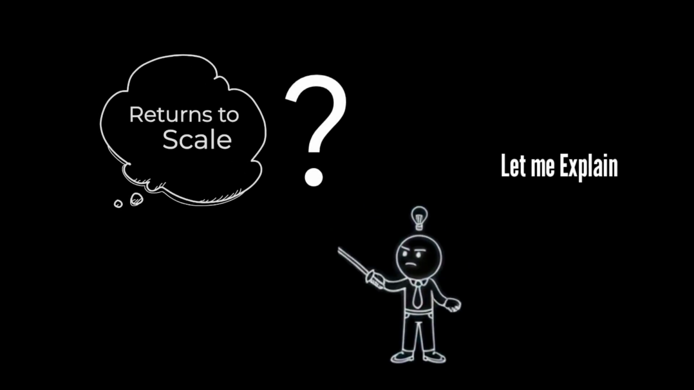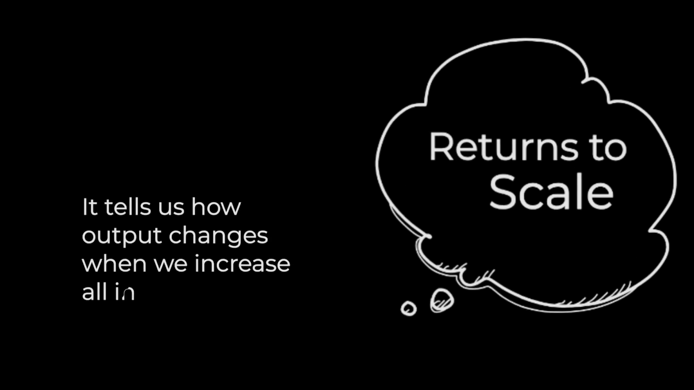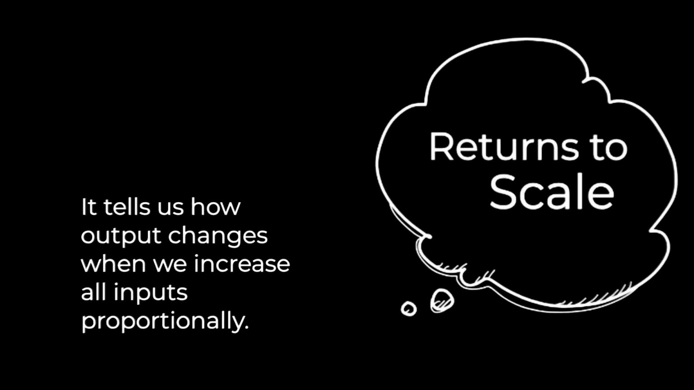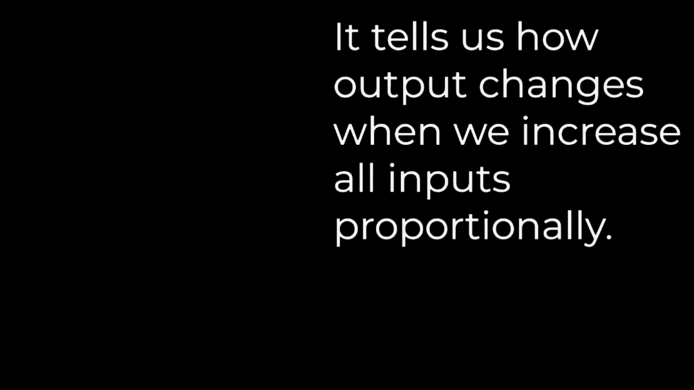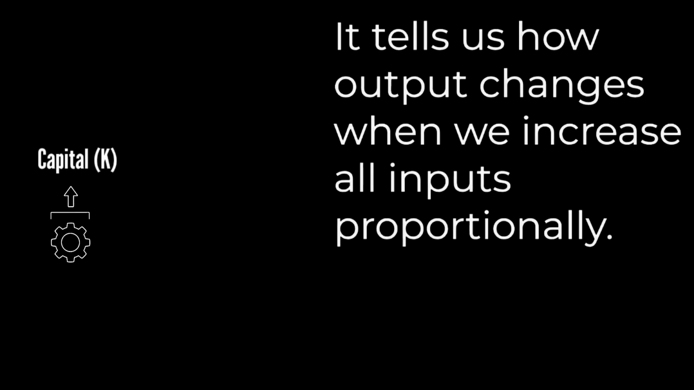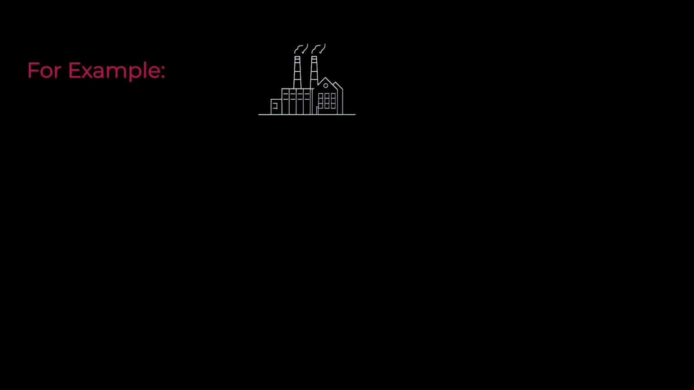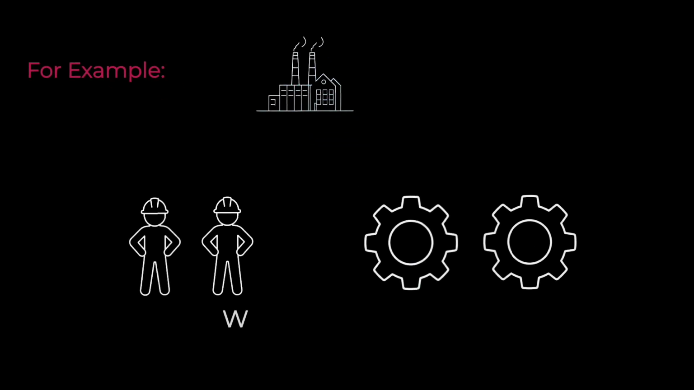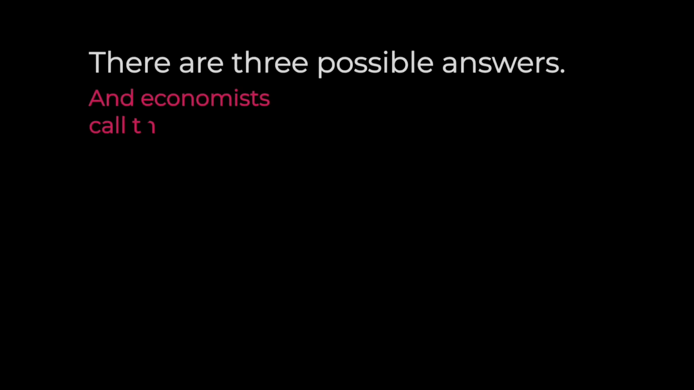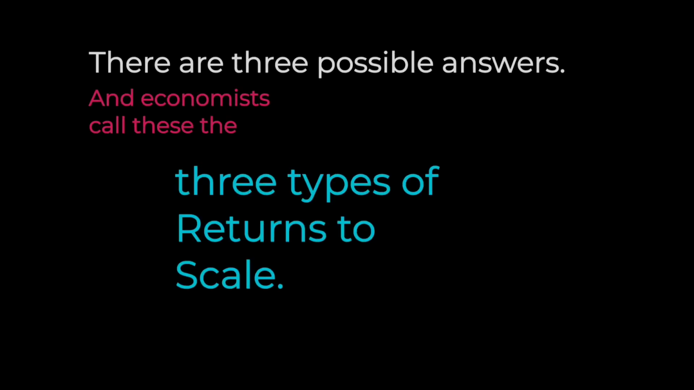So let's begin. Before we start, let me explain what returns to scale actually means. Returns to scale tells us how output changes when we increase all inputs proportionally. The key word here is all inputs. Both capital K and labor L are increased at the same time by the same proportion. For example, if a firm doubles both workers and machines, what happens to output? There are three possible answers, and economists call these the three types of returns to scale.